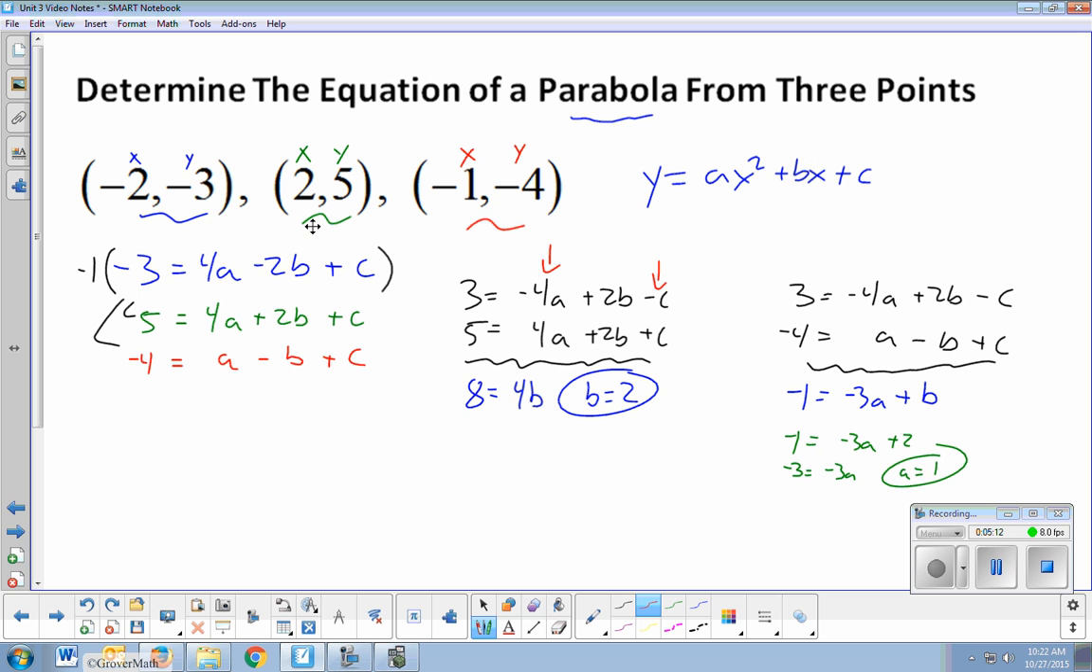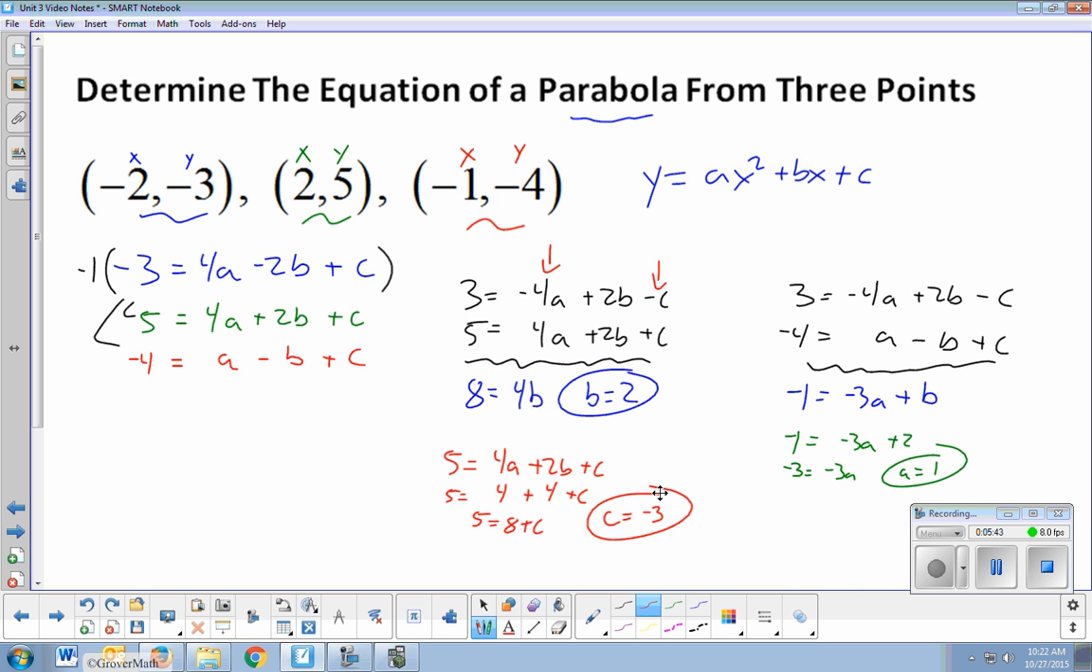Now I have a, b. I just got to find c. Let me pick an equation here. It doesn't really matter which one. I'll take the middle green one here. 5 equals 4a plus 2b plus c. And so 5 equals 4, a is 1, so it's really just 4, plus 2b, when b is 2, 2 times 2, that's also 4, plus c. 5 equals 8 plus c. Subtract that 8, and c equals negative 3.